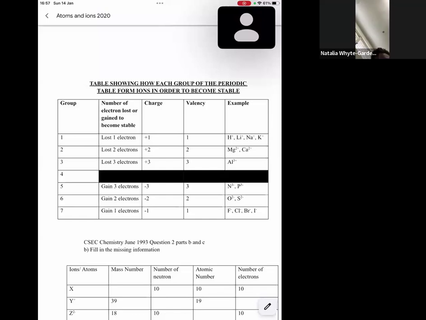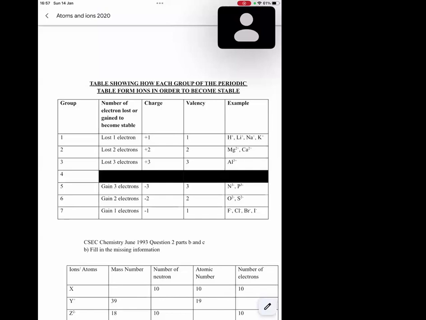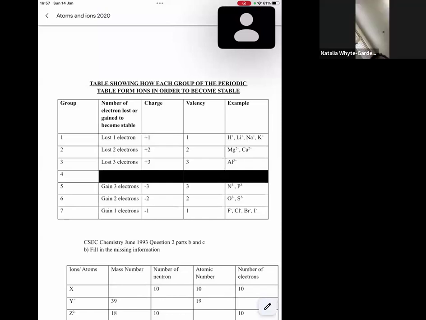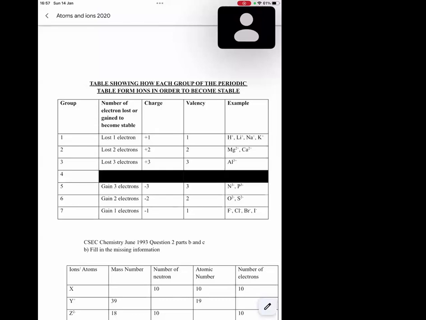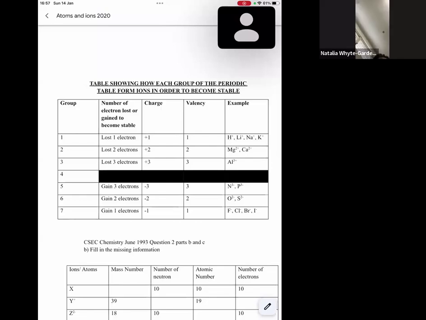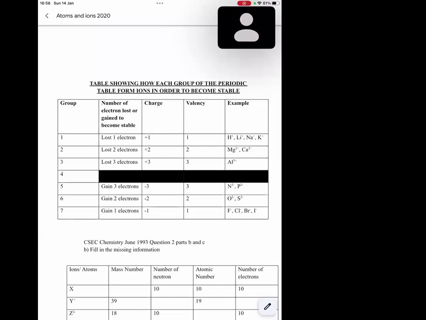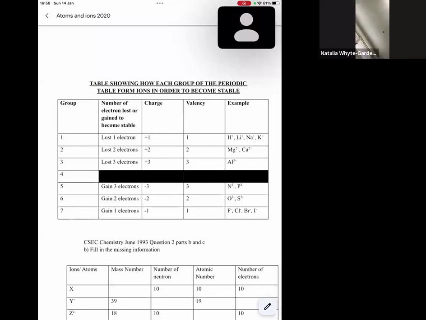We have group 2. Elements in group 2 are going to lose 2 electrons in order to become stable. So their charge is going to be +2, and because they lost 2 electrons, their valency is 2. The valency is the number without the plus sign. Examples are the magnesium ion, Mg2+, and the calcium ion, Ca2+. Remember, the charge goes at the top right-hand corner.